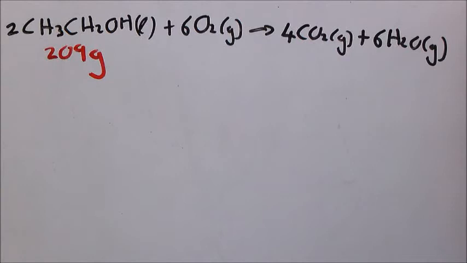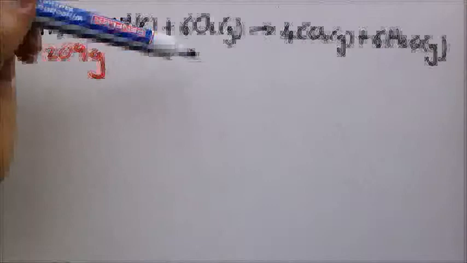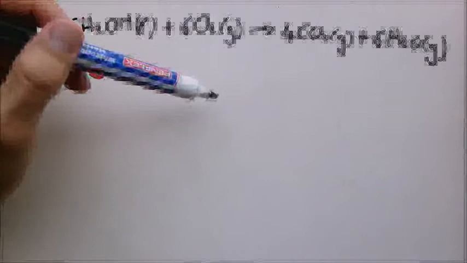Okay, so remember with the previous stoichiometric calculations, I told you that they normally give you a mass, and then you have to convert it by using the molar mass to get to moles. Then you use the molar ratio to get the amount of moles also used or produced. And then you use the molar mass again to get to mass produced. But in this case, they want volume.